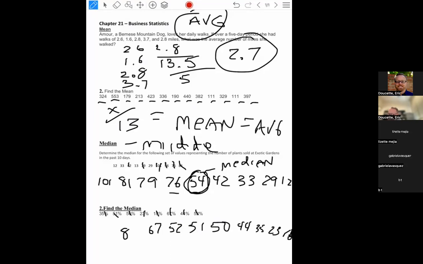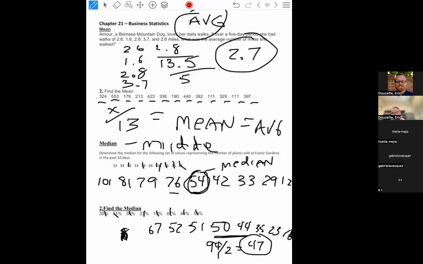All right, so what is the middle number? 1, 2, 3, 4, 5, 6, 7, 8. So these two are the middle numbers. Because there's 2 of them, I don't have an actual middle. I need to add them together. So that would be 94, and I need to divide it by 2. So 94 divided by 2 equals 47. So 47 in that case is my median.